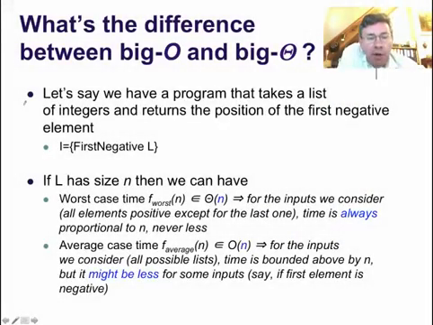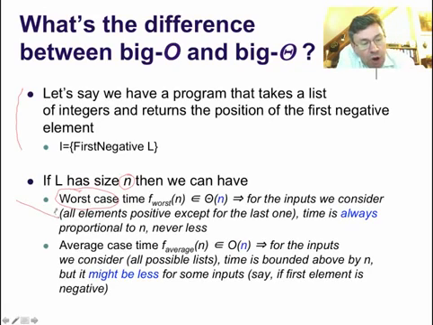Let me now give an example of the difference between big O and big theta. Theta, the one where we have both upper and lower bounds, where F and G never get far apart. So let's use our trusty first negative function, which returns the position of the first negative element. Now assume the list L has a size n. Let's take a look first at the worst case time. So we have to choose the list inputs that give us worst case. So we're going to choose only lists where all the elements are positive except for the last one, which is negative. In that case, for all of those lists, the time will be proportional to n. So the worst case will be theta n. It's always proportional to n, never more, never less.